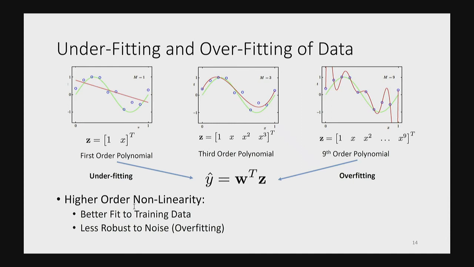Yes, it tries to go through all of the dots. Another way to put this is that it tries to fit the noise of the data that you have. That's why this is called overfitting. You're fitting to the noise instead of the true line, which is the green line.